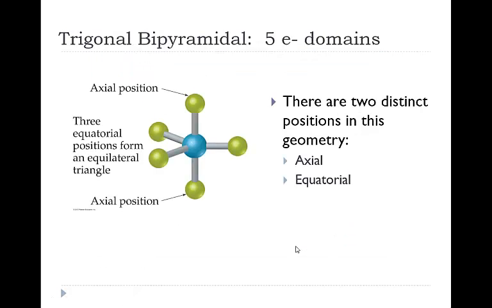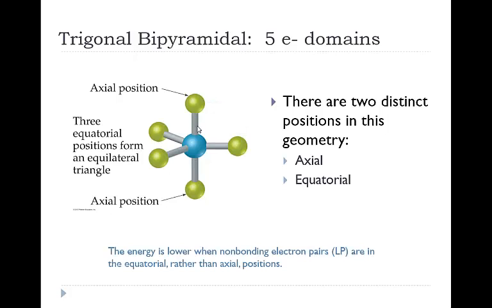If we have five electron domains, when the electron domain geometry is trigonal bipyramidal, there are two distinct positions. There's the axial positions, that's these here, and then we have the equatorial, and the equatorial are in the form of a triangle, and the bond angles in the equatorial are 120 degrees. The bond angles in the axial are all 90 degrees.